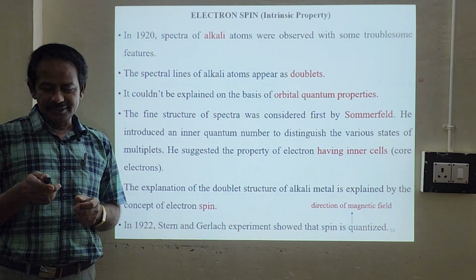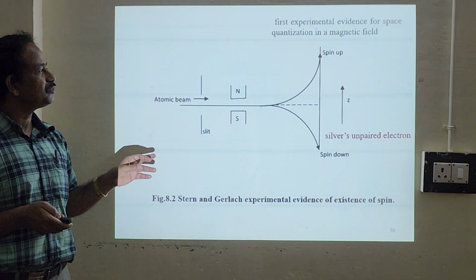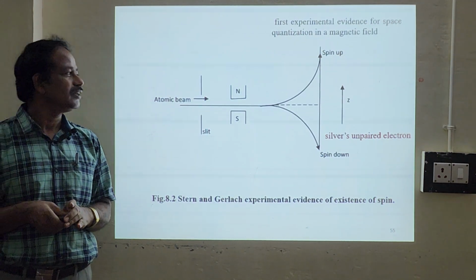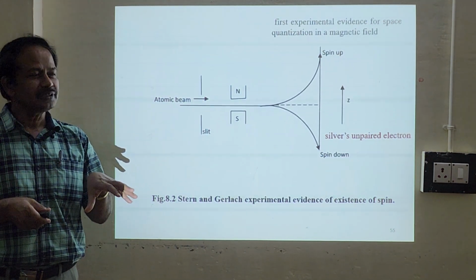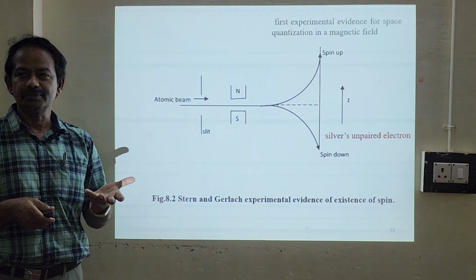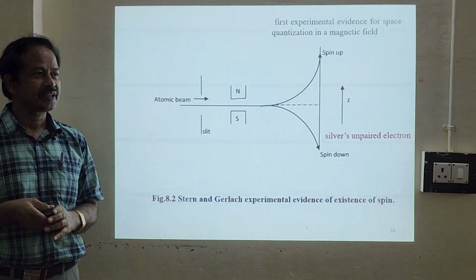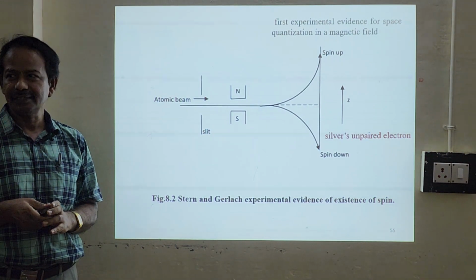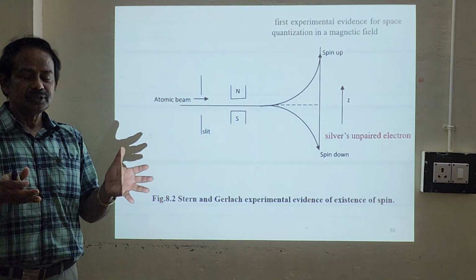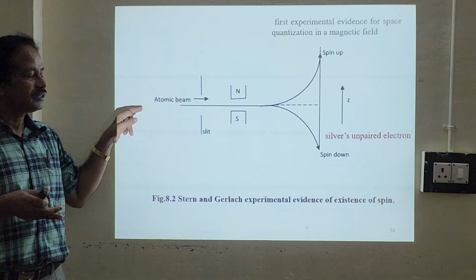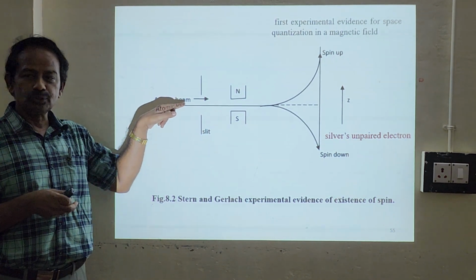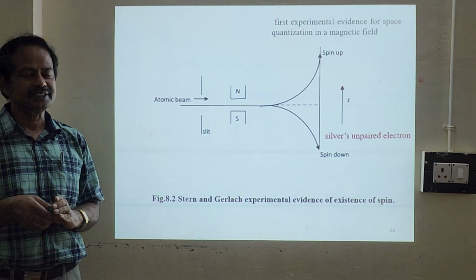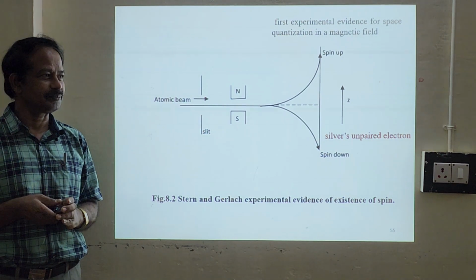So the experiment goes like this, exactly like this. They took silver atoms. The silver atom was vaporized, at more than 1000 degrees, the silver atom would be vaporized, so we know already. So the vaporized silver atoms are sent through a small slit. The slit was a rectangular shape.